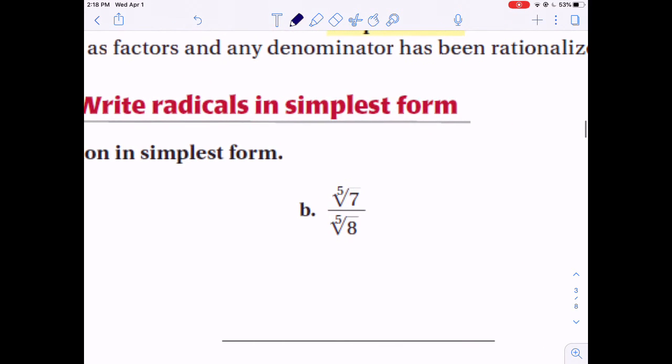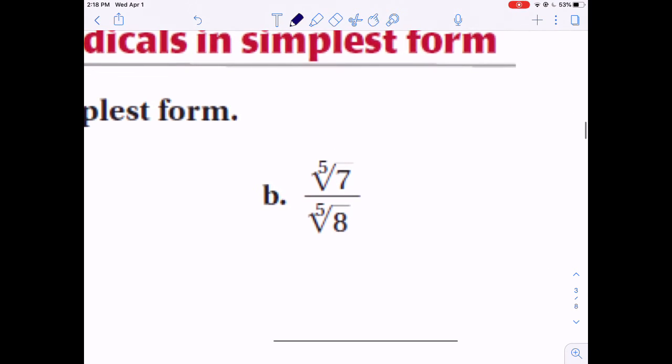On letter B, this one's tough. The fifth root of 7 over 8. There's no way I can think of anything possible. But you can create a fifth root, again through experience. But I know if I multiply this thing by 1, and 1 can be anything over itself, if I multiply by the fifth root of 4 over the fifth root of 4, that's 1, right?